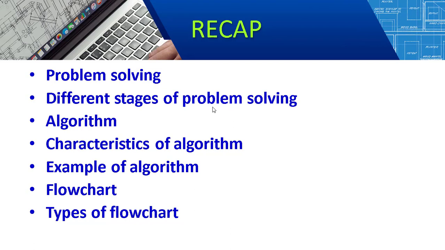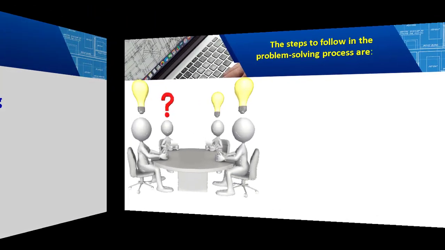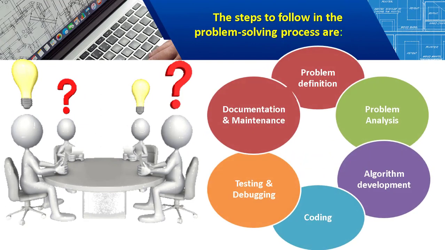And different stages of problem solving. We have 7 stages of problem solving. We have already studied the different stages of problem solving. Let us revise. The first stage is problem definition. The second one is problem analysis. And then algorithm development, coding. Then you have testing and debugging. Then documentation and maintenance. So these are the different stages of the problem solving process.